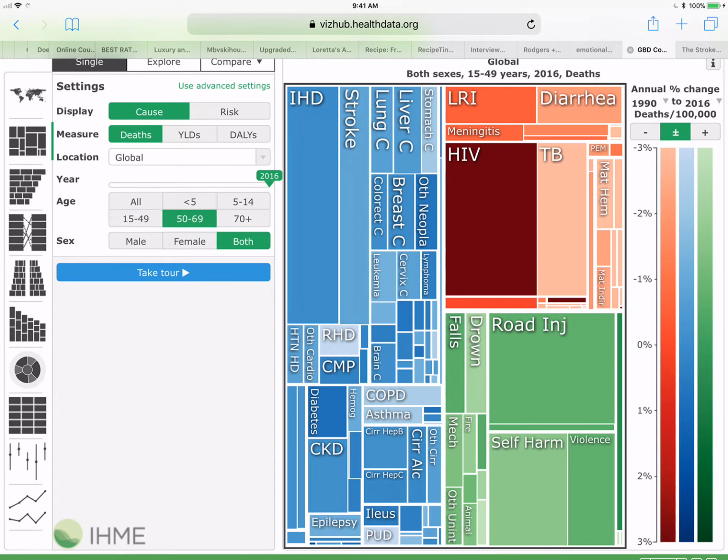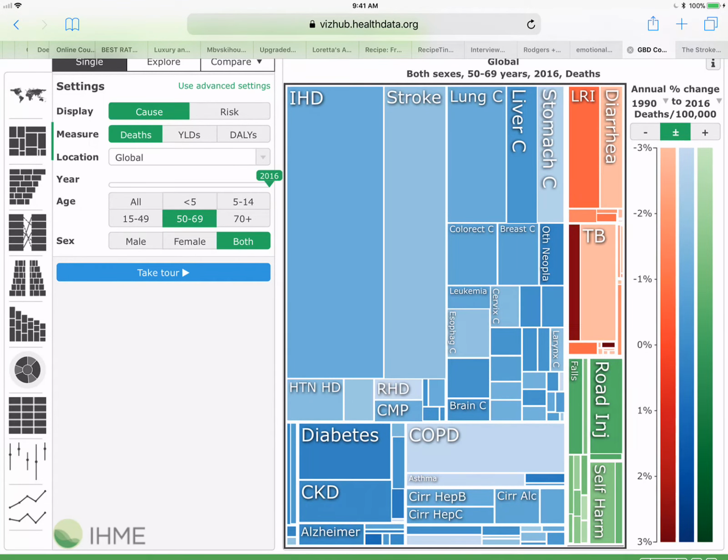As we get to the 50 to 69 age group, you'll see that chronic disease really, really expands. It's not that the other things can't cause death, it's just that proportionately these things are growing so much more rapidly: ischemic heart disease, stroke, all the different kinds of cancer, diabetes, COPD, lung disease.